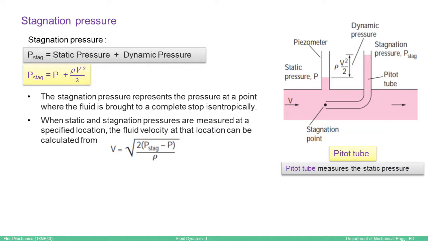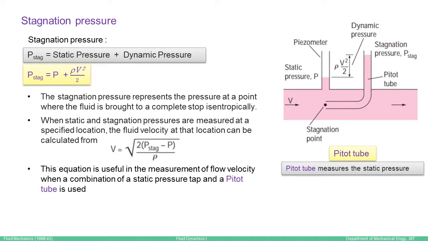So V now is root of 2 multiplied by (P stagnation minus P) by rho. This equation is widely used in measuring velocity at a point in a fluid flow. In this case, it uses a combination of a static pressure tap, that is a piezometer. You can have different arrangements for that, and also a pitot tube. This is one of the important applications.